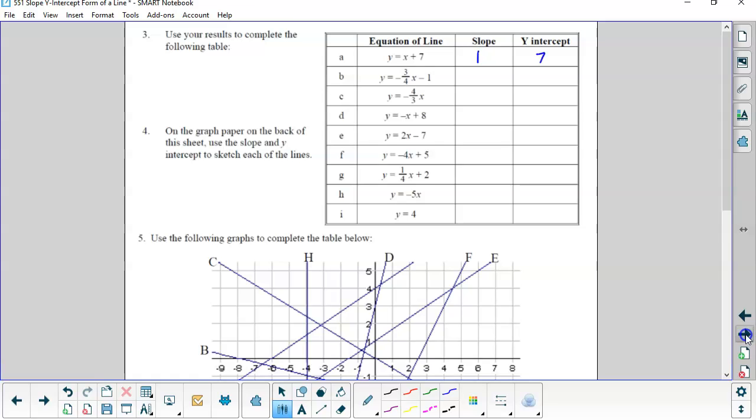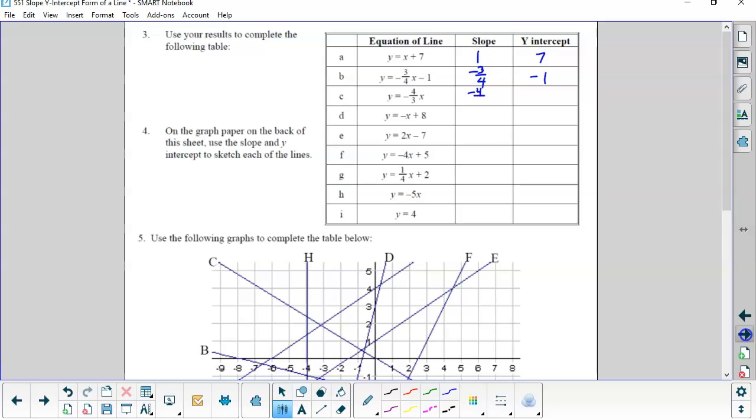Biggest thing is right now, these are all solved for y. If your equation is not solved for y, you cannot just look at it and state these values. You need to solve for y to get it in this form. So don't just look at the coefficient of x. Only look at that if it's solved for y. Okay? So here, negative 3/4, negative 1.